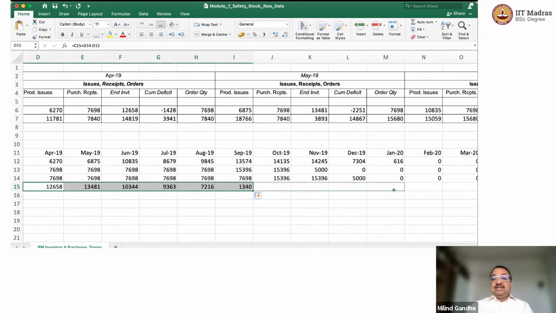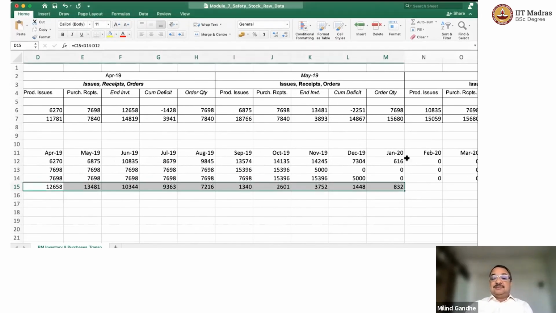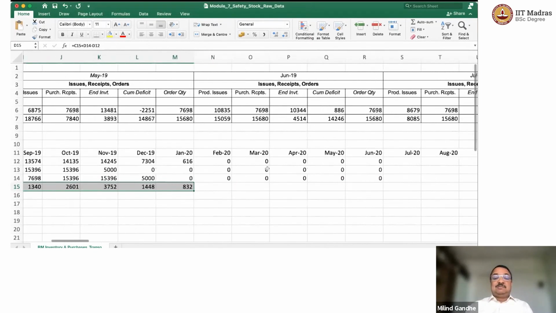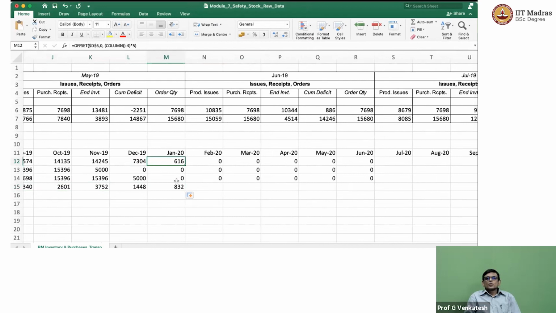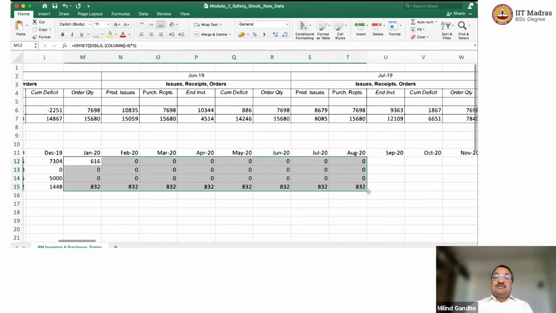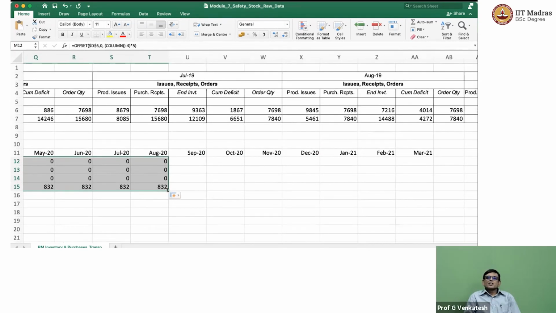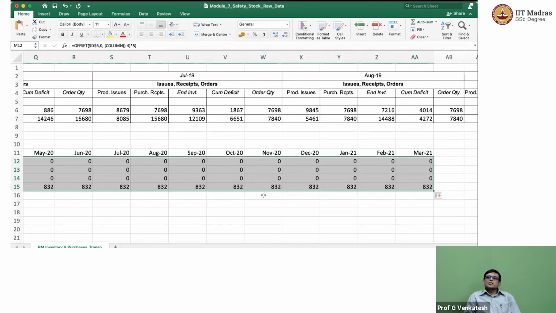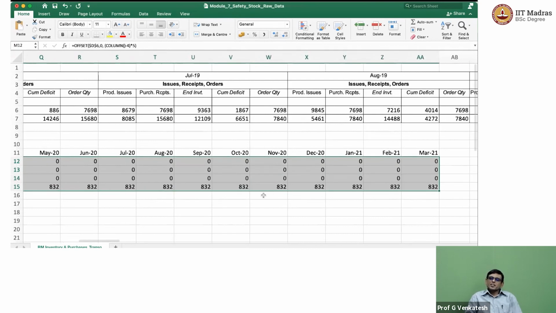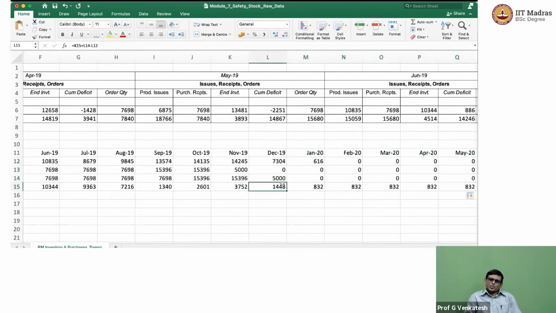Now let's try this, and you will see that there is always an ending inventory of 832 units left, even with 0. Yes, because we have ordered a little extra, and that inventory is now sitting in the warehouse. They don't have any use for it, and we are not issuing anything for production. You're ordering in batches of 7,698. Okay, 832 should be all right.